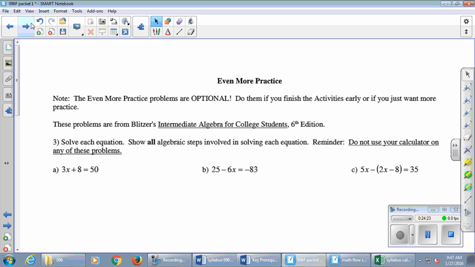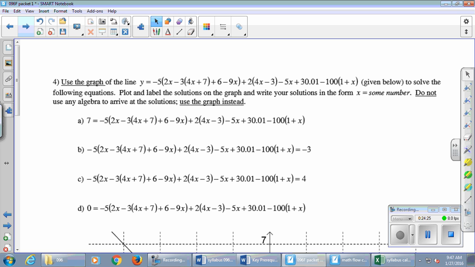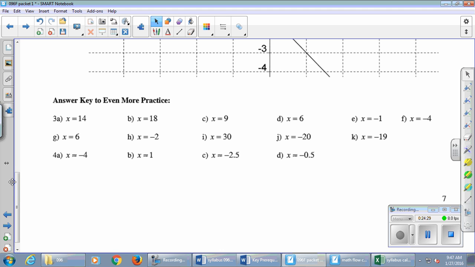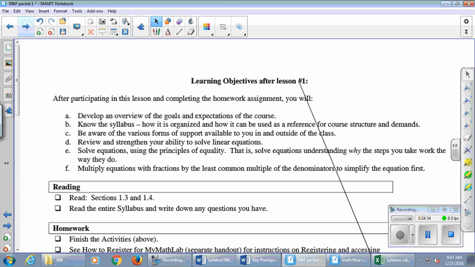All right? Even more practice continues, and you'll see lots of stuff that looks familiar. I have also included an answer key to the even more practice, so there's always answer keys to these problems in the packet. And on the next page, so let's jump there now, we see this thing that says learning objectives after lesson number 1.